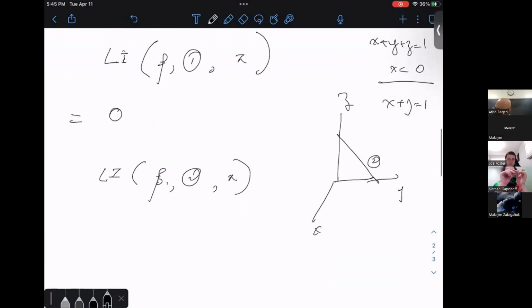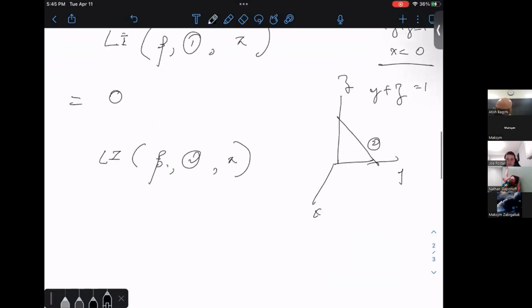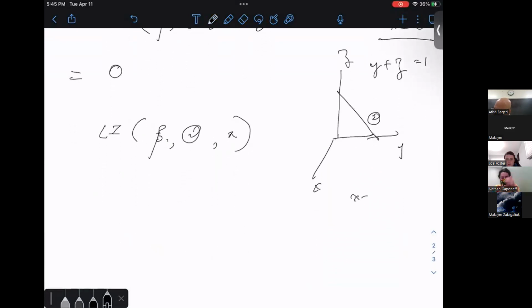Yeah, z is equal to, x is equal to, no, this one, what did I do? Y plus z is equal to 1, sorry. Oh, yeah. Y plus z is equal to 1. So it should be x is equal to 0, y is equal to t, z is equal to 1 minus t. That's just as good as any.